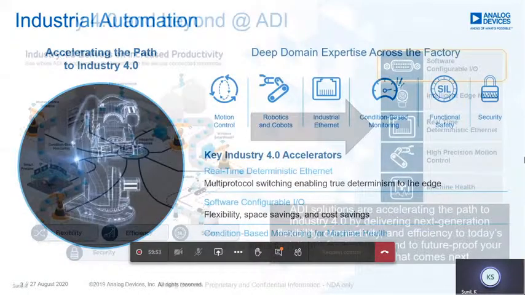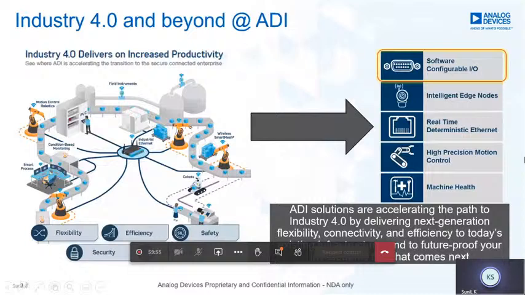So what is ADI doing on Industry 4.0? If you look at the typical diagram, right, on a typical industrial environment, you have all these field instruments, robotics, condition-based monitoring in a shop floor, or maybe a wireless mesh technology connecting, or a wire technology like industrial Ethernet. And on the right, you would see some of these verticals within the Industry 4.0, which is evolving. Software configurable I/O, which we'll just talk about.